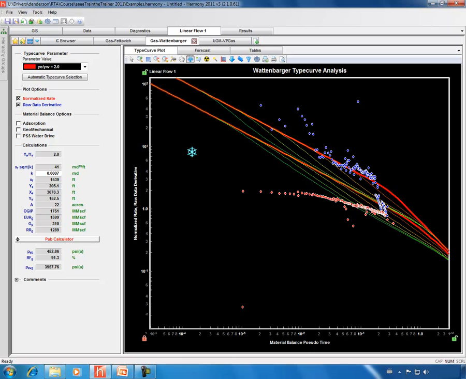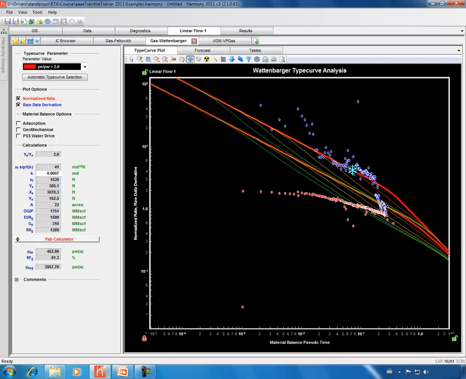Let's take a look at the Wattenberger plot. This is also a log-log plot. The difference being here that the type curves are designed specifically for a linear flow system. So the backdrop that we see here is predefined for linear flow, and we also conveniently have a derivative plot here. The derivative plot can help us see the half slope in linear flow, which may otherwise be masked in the production data.